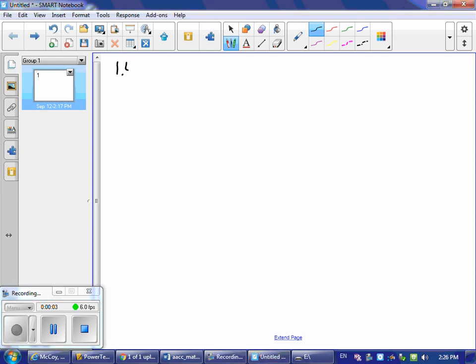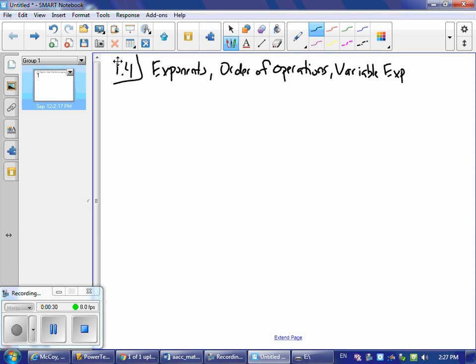Okay, section 1.4. Exponents, orders of operations, variable expressions, and equations. Lots of stuff here. Exponents, order of operations, variable expressions, and equations. Lots of stuff.